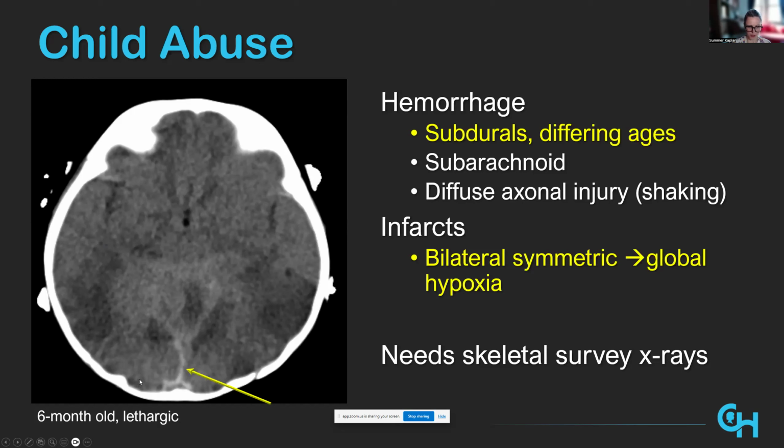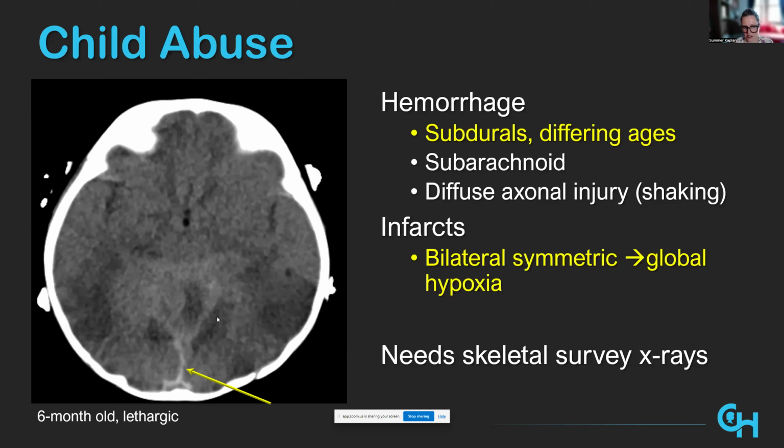In this kid, we have subdural hemorrhage, you see here along the falx. So intracranial hemorrhage is one of the findings that you'll have with child abuse. Classic signs would be having subdurals of differing ages, which is not what we have here. This is an acute subdural. You can have subarachnoid blood. You can also have diffuse axonal injury from the shaking that often underlies some of these intracranial injuries. Diffuse axonal injury can be difficult to see with CT, but it's usually accompanied by subdural and subarachnoid, which are easier to see.